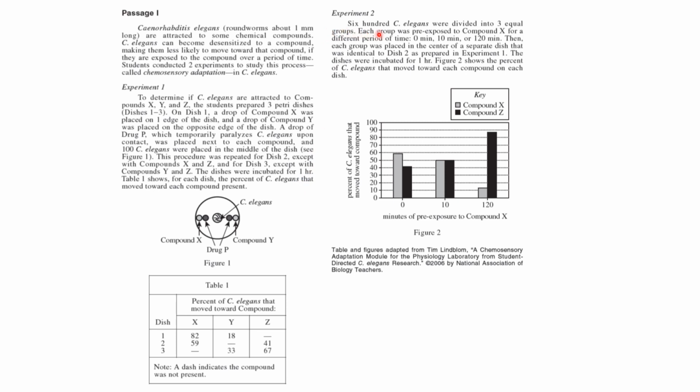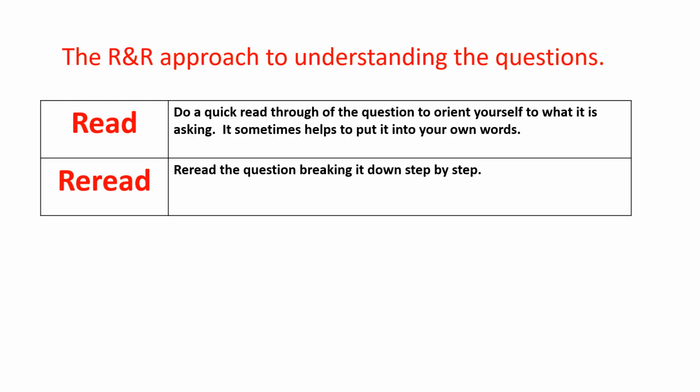In experiment 2, there are 3 equal groups, and it looks like they are different compounds, X and Z, and their minutes of exposure. Okay, so they're exposing them to compound X, and they're showing the percent that move towards a particular compound. So I got a basic idea of what's going on. That took about 30 seconds. For the questions, I want you to do a read then reread approach. You quickly read through the question, and then you reread it, breaking it down step by step. We'll do the reread together.